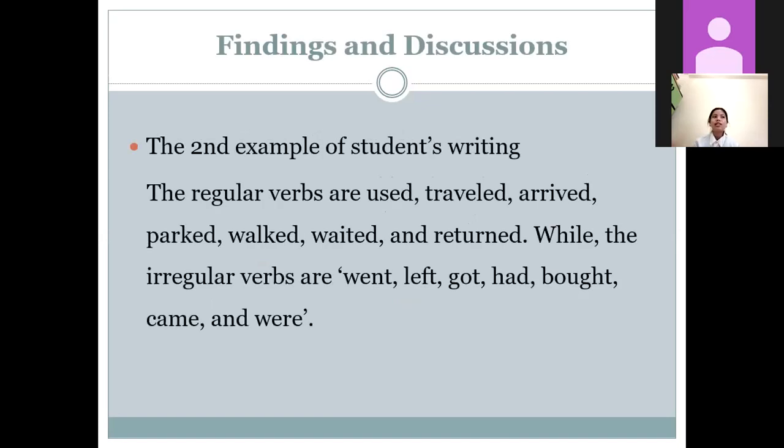For the second example of students' writing, we found that the regular verbs used are traveled, arrived, parked, walked, waited, and returned. Those verbs follow the spelling rule for words ending in E, where D is added. For example, verb 1 is use, changed to verb 2 into used. And the common regular verb is added by -ed. For example, verb 1 is park, changed to verb 2 into parked.